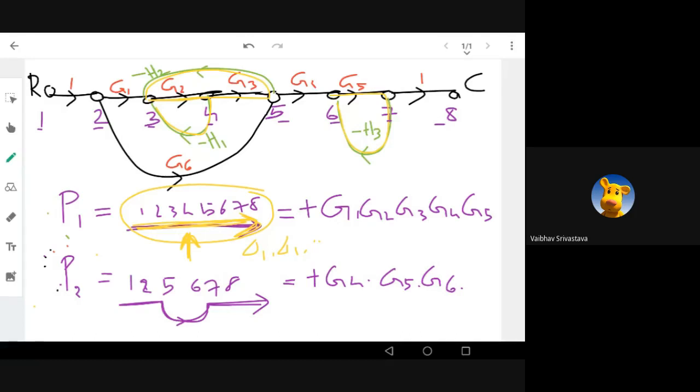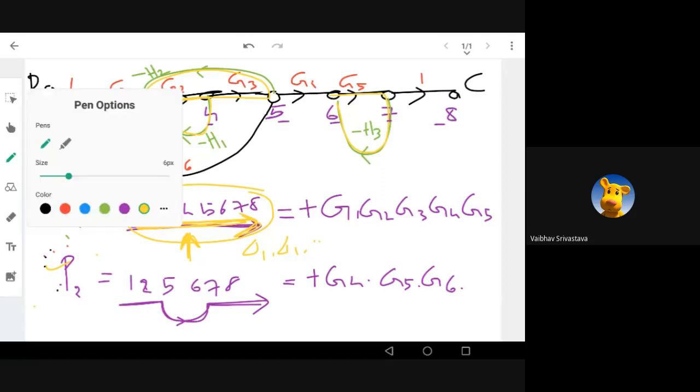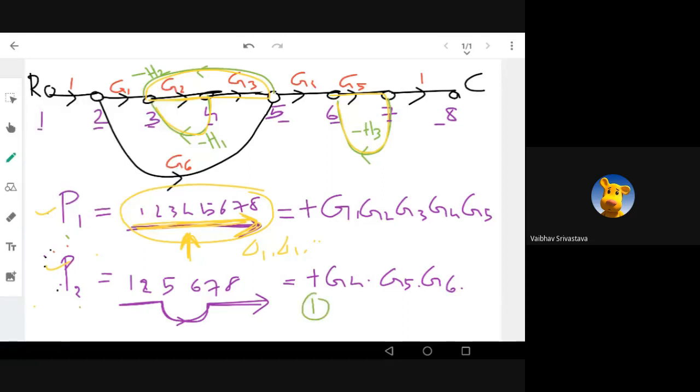Right? So this path has to be kept till the last point, till we find delta k. Okay, now the next step: first we have to find the forward path gain. So this is the first step. We have found P. P means P1, P2, P3.